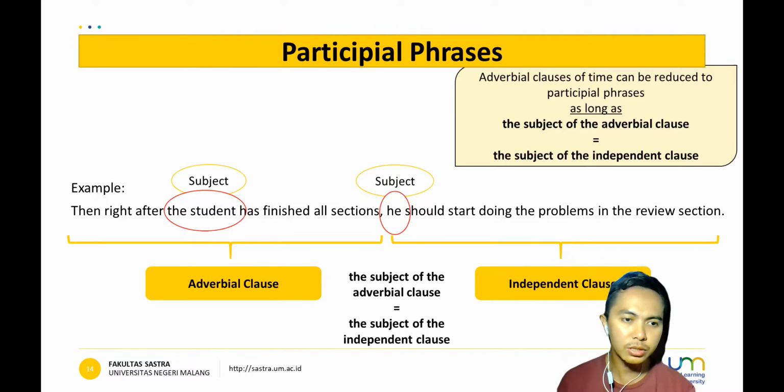So in the adverbial clause, the subject, the student, is introduced first, while the second one, because this is repetition, the writer can change it using a pronoun. The opposite can be used too, although it's not quite common. So you can, for example, say, right after he has finished all the sections, comma, the student should start doing the problems in the review sections. This is also okay, but less acceptable compared to the first one, when you introduce the reference in the beginning.